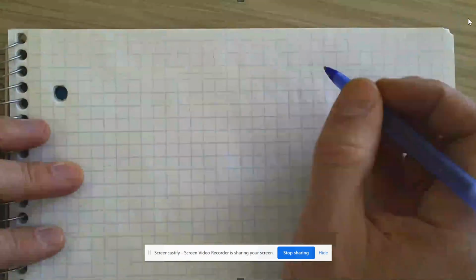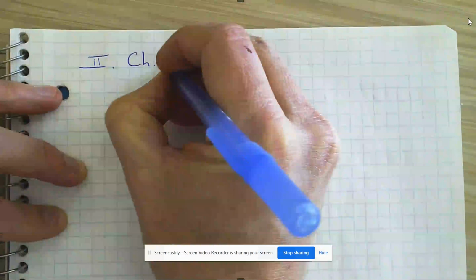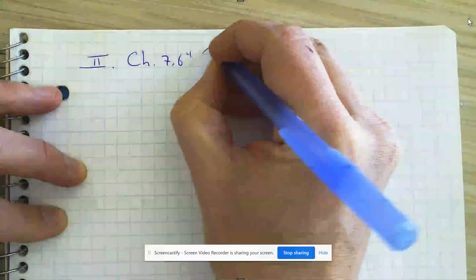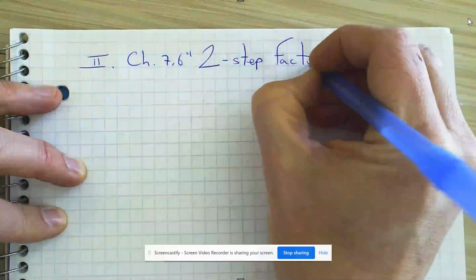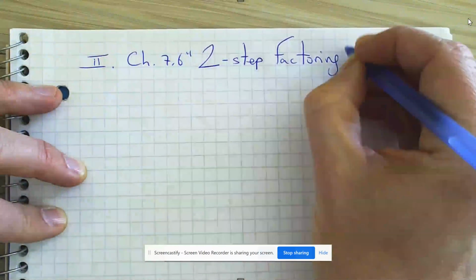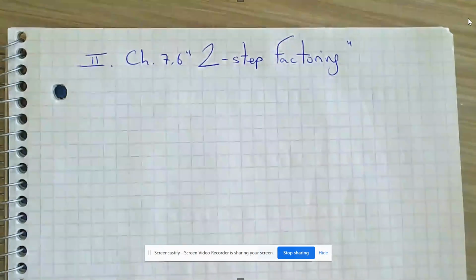Okay, I'm now recording. So 7.6. Go ahead and write down in your notebook Roman numeral number 2. This is chapter 7.6, and it's called two-step factoring. And I'm going to keep it pretty easy. We'll do 5 or 6 examples. I don't know which yet.